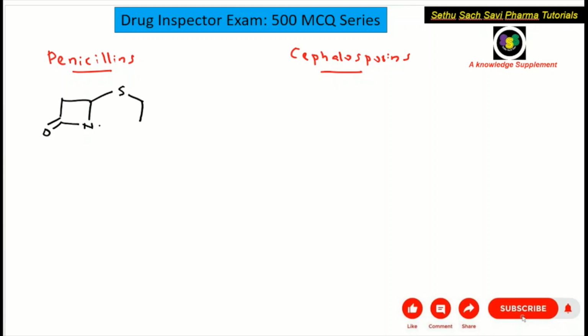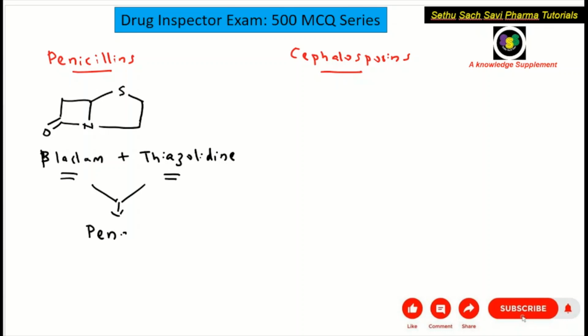So basically penicillins are a combination of beta lactam and thiazolidine. So this ring is called as thiazolidine. Penicillins are a combination of beta lactam and thiazolidine, and together beta lactam and thiazolidine they are called as penum ring. So this ring, the fusion of this beta lactam and thiazolidine, is called as penum ring. So this is the chemistry of penicillin.